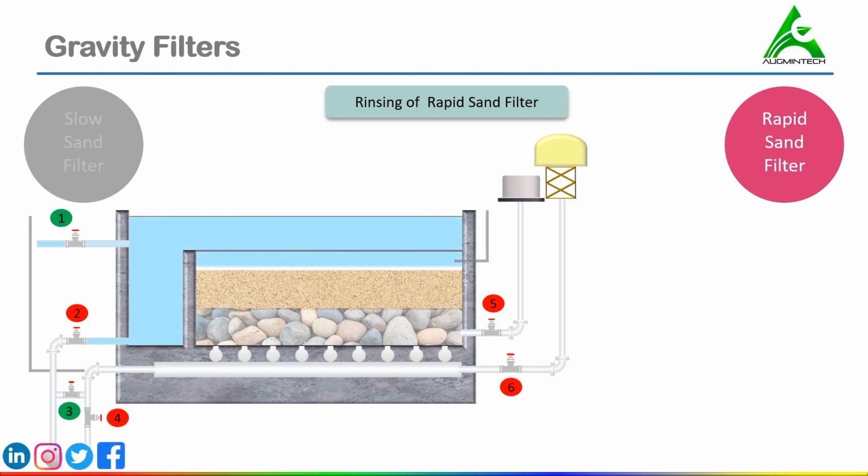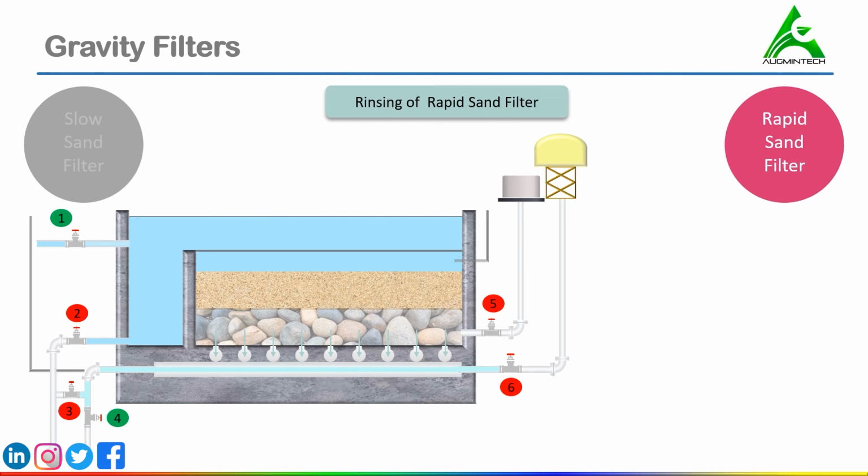The filtered water is wasted to the gutter for a few minutes after this until the required quality of water is achieved. Ultimately, valve number 3 is closed and valve number 4 is opened to get the filtered water again. The entire process of backwashing the filters and restarting the supplies takes about 15 minutes.